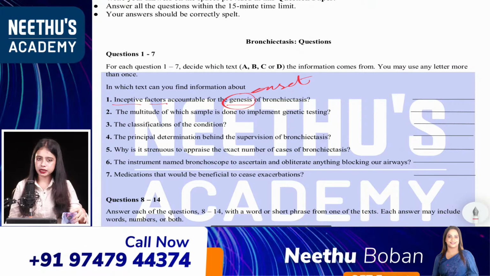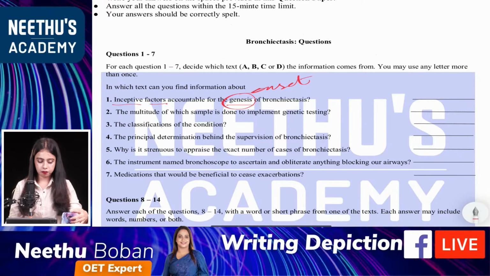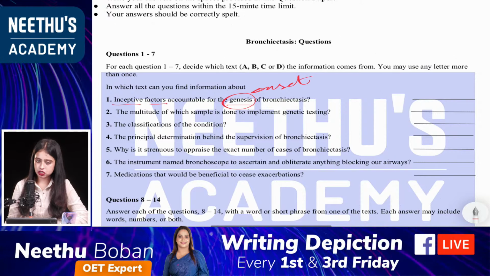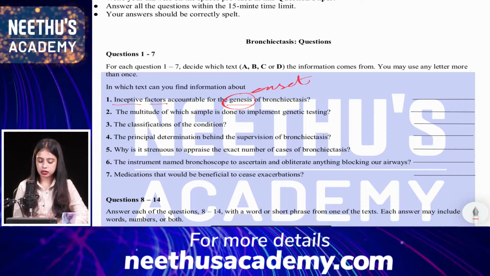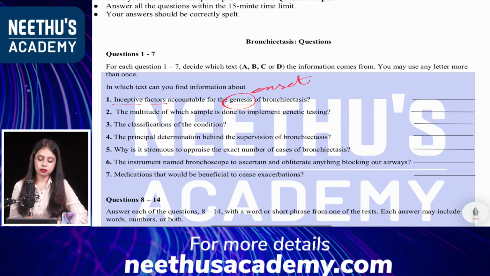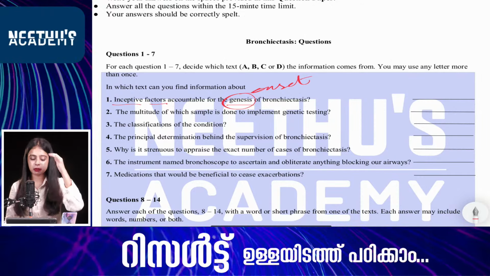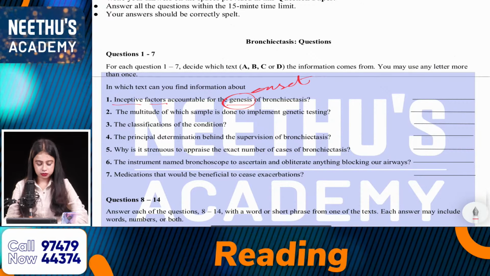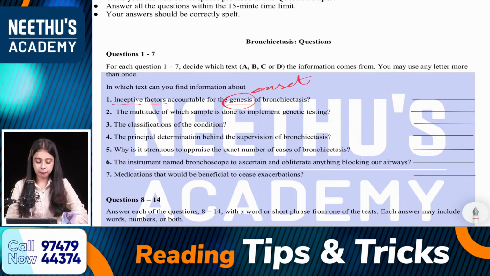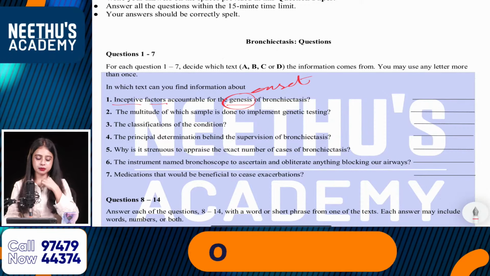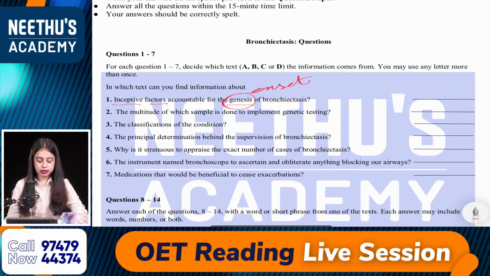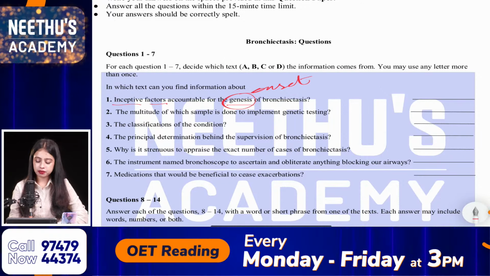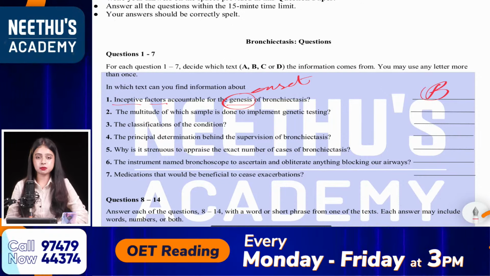Let me know your answer please in the comment box. What is your answer for the first question? Did these keywords help? Inceptive, factors, accountable, genesis. Please let me know your answer in the comment box. Did you get the answer? Okay, Sunu. Very good, dear. Anyone else with the correct answer? Yes, Roshna. Shiji? Yes. Okay, Nasia. Very good. Answer is from text B.